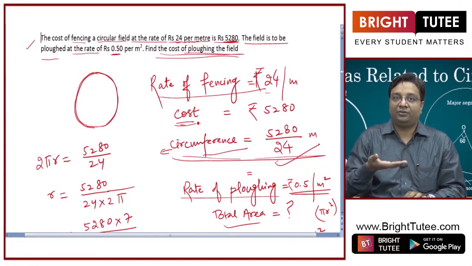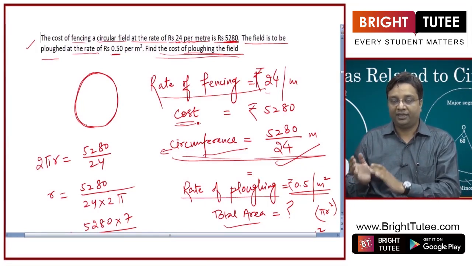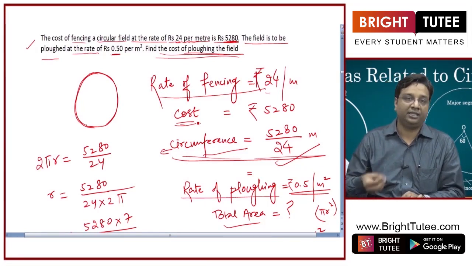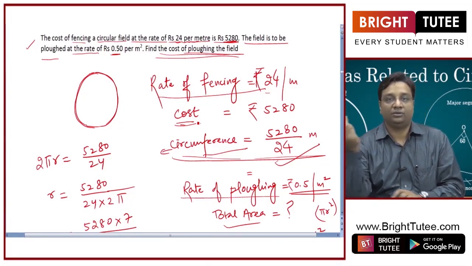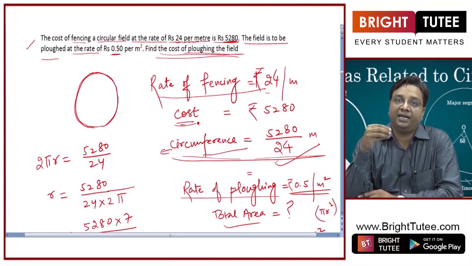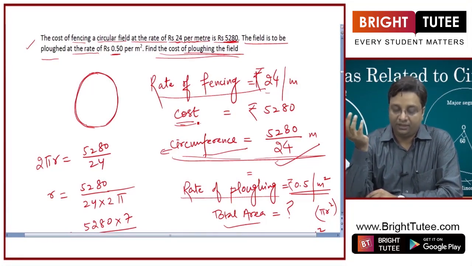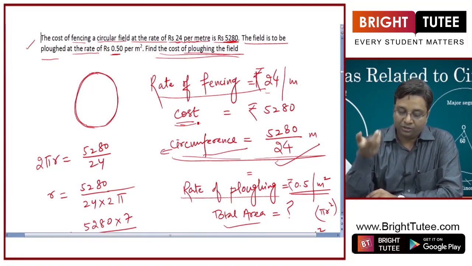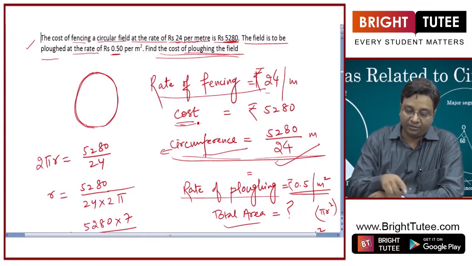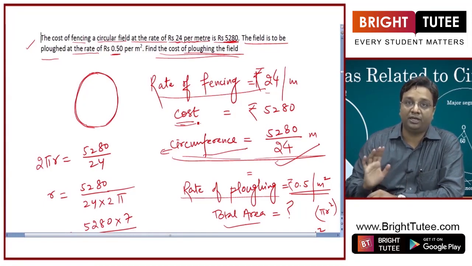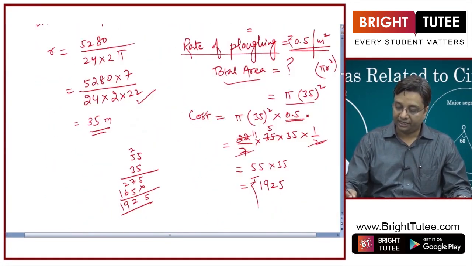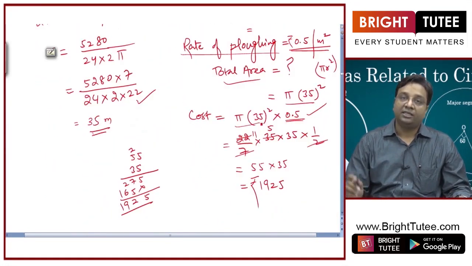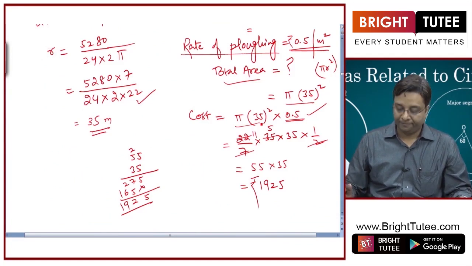If you divide it by the rate of fencing, you will get the circumference. And once you have got the circumference, we can calculate the radius easily. Now you have got the radius, so the area is just pi radius squared. Now you have got the area, so you can calculate the cost of plowing because you have got the rate per meter square of plowing. So you just multiply the rate of plowing with total area to get the cost of plowing.